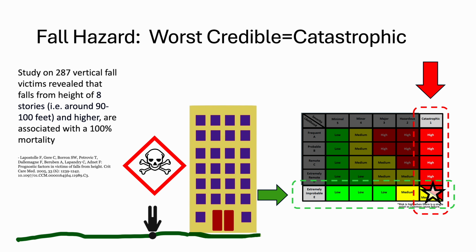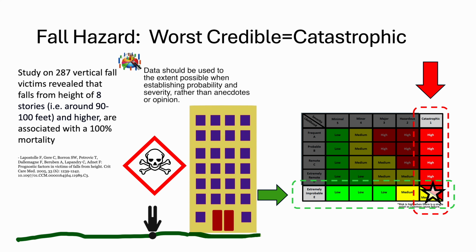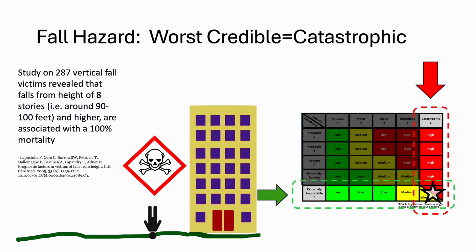A fall from height represents one of the most severe hazards in occupational safety. Studies such as Lapostolle et al. research on vertical falls show a 100% fatality rate for falls from 8 stories, 90, 100 feet or higher. Given the catastrophic nature of the outcome, the only acceptable likelihood for such an event occurring is extremely improbable, a level of probability so low that the risk is effectively mitigated.